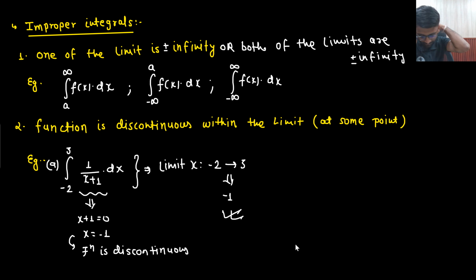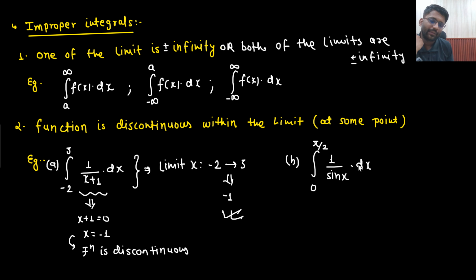In that manner, other examples could also be there. What could be the other example? The other example would be 1 by sin x dx from 0 to pi by 2. Now let me know what will happen here. What is your function? Your function is 1 by sin x.